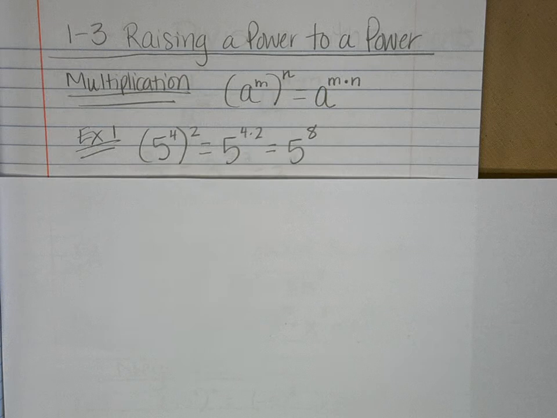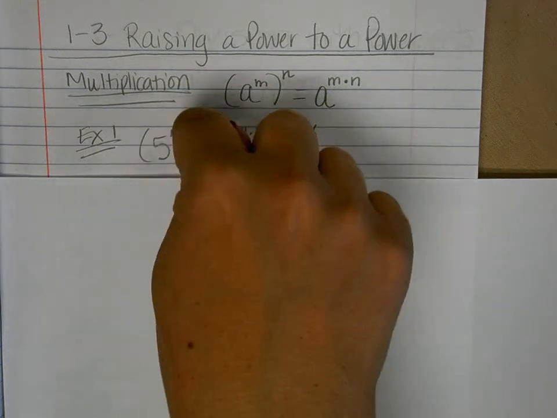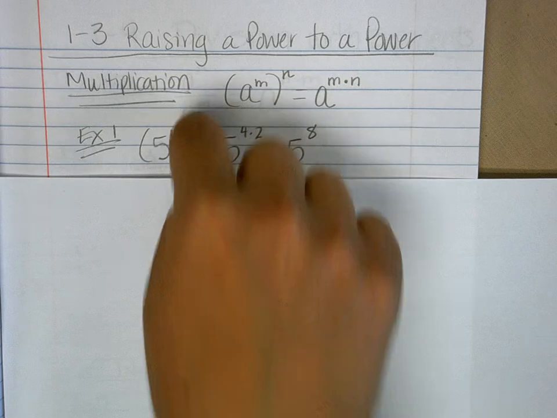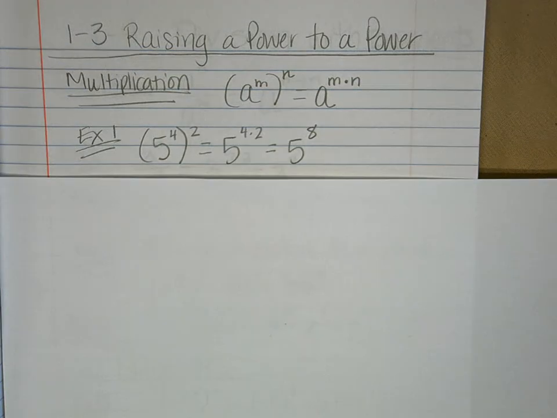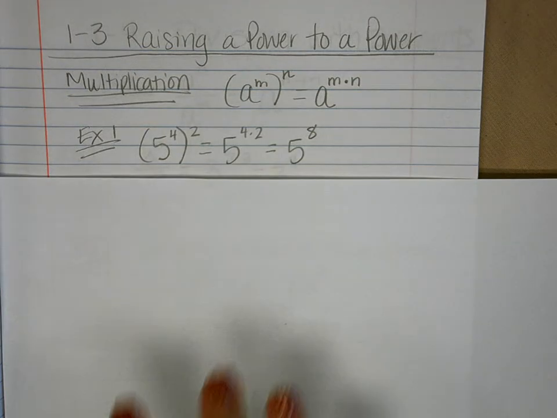The difference is the one we did before, we added the exponents, right? And this is a power to a power. Those were just two bases multiplied together. So this is multiplying, not adding.